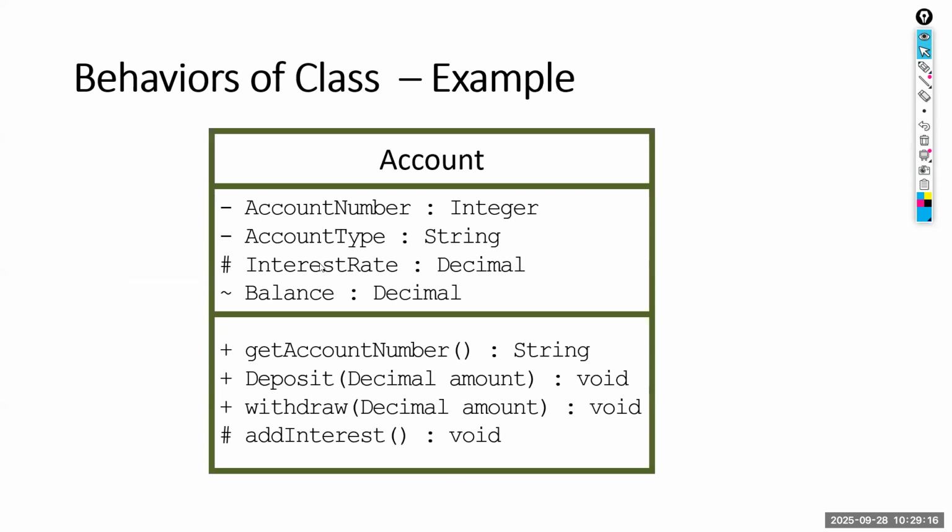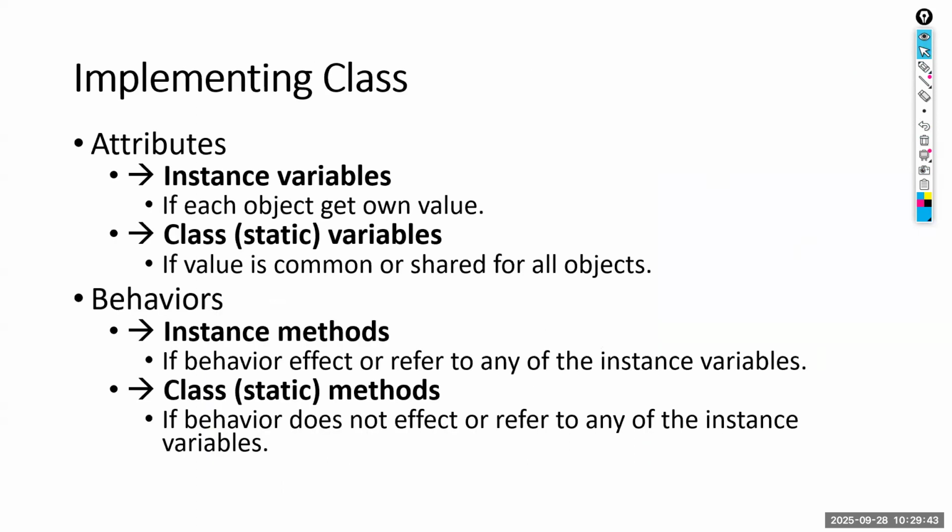Right? So this is a full version showing both attributes and behaviors. So we have account number and account type private, interest rate protected, and balance package level. Okay. These methods are public. Okay. And this is protected. Okay. So when it comes to implementation, as I told you, attributes may end up as instance variables or static variables. Your behaviors will end up as instance methods or class methods. Okay.